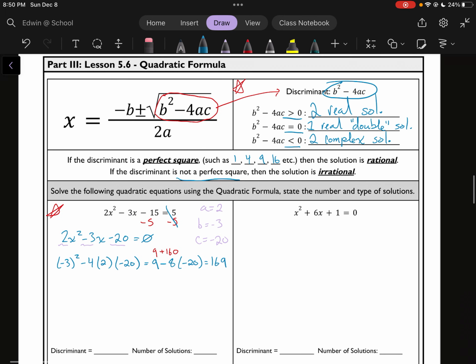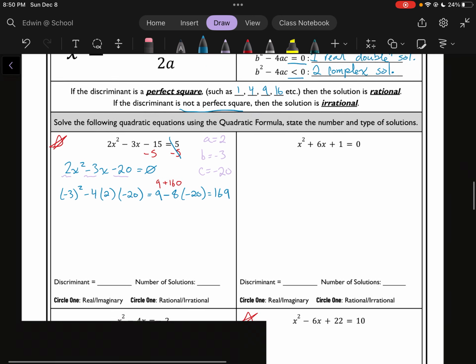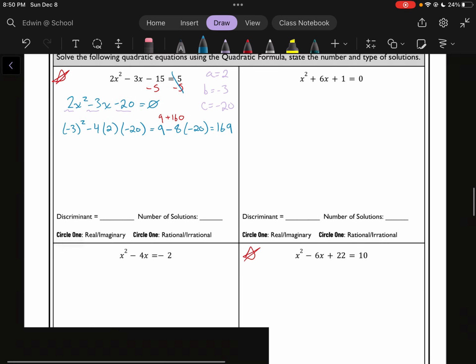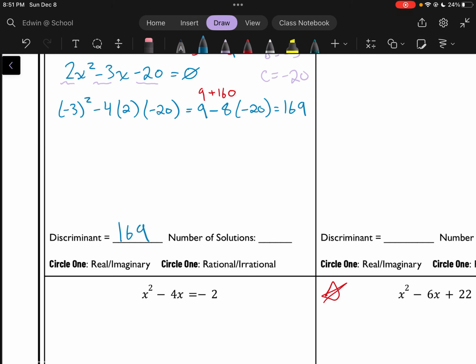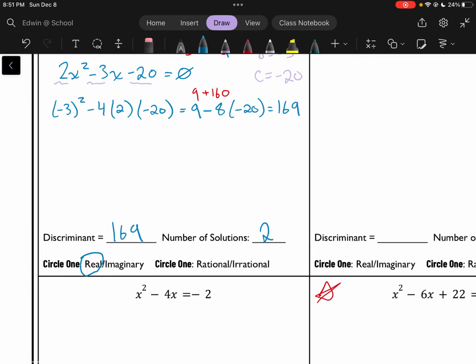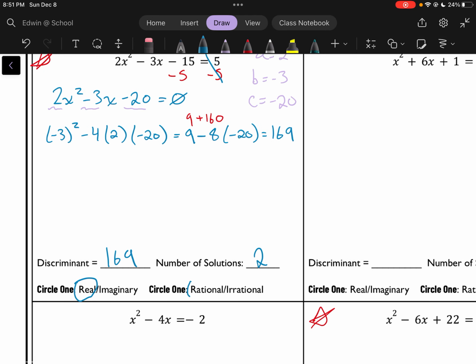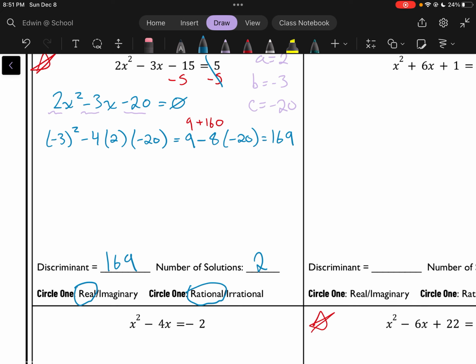169 is a positive number. It's bigger than 0. I circled it at the top right. So since it's bigger than 0, that means we're going to have 2 real solutions. So discriminant is 169. Number of solutions, 2. We're going to have real type of solutions. And also, 169 is a perfect square. It's rational. We're going to see exactly how it's rational.